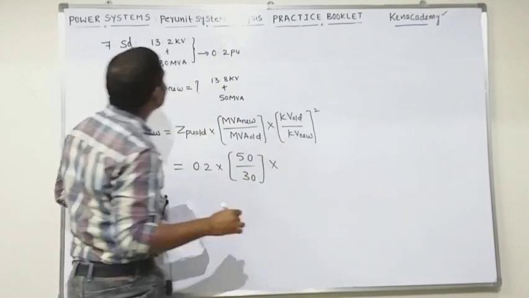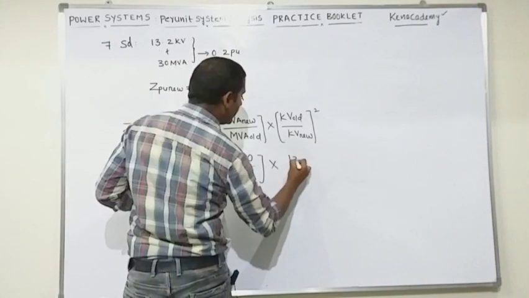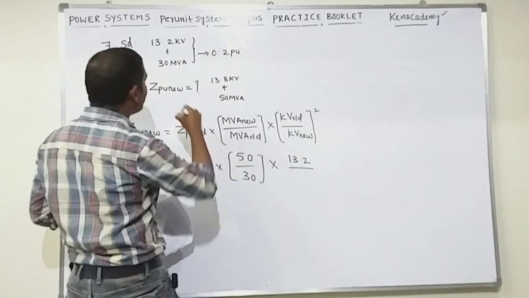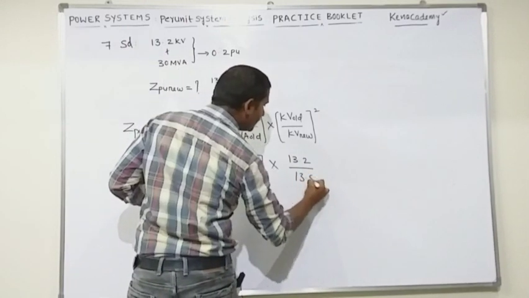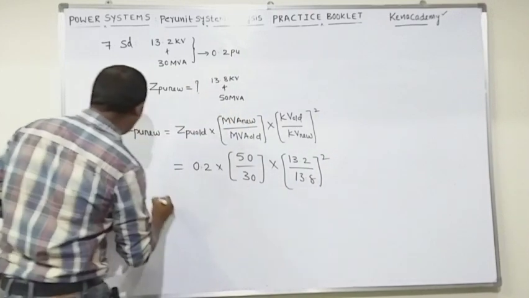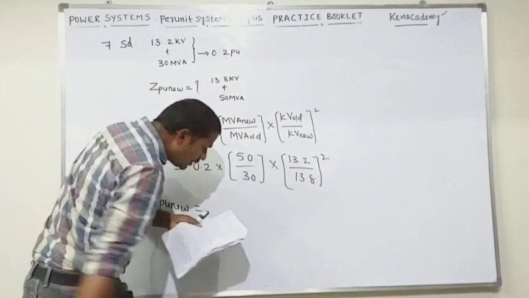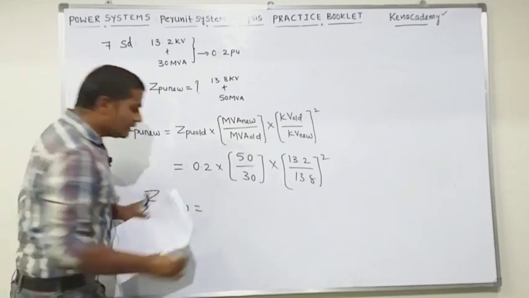What is the KV old? KV old is 13.2 kV. KV new is 13.8 kV. 13.8 kV whole square. Students, simplify this one. What Z per unit new can you get? This Z per unit new value you can get is 0.305.